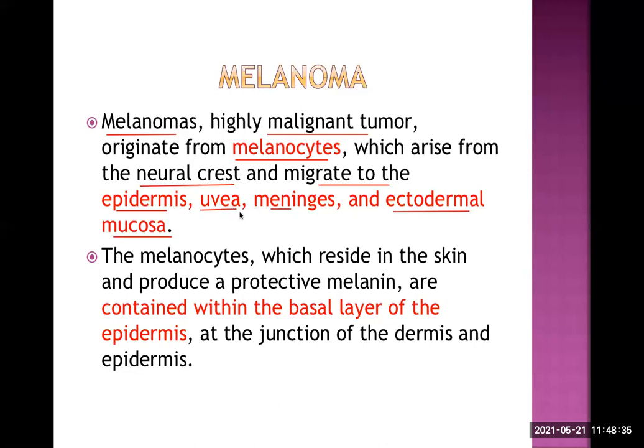The uvea is present in our eyeball. Uvea is the middle coat of the eyeball. So there is also presence of melanocytes. So virtually, melanoma can develop in the uvea as well. They're also present in the meninges and other ectodermal mucosa. Like they are not skin, but they have stratified squamous epithelium. Now, can you tell me where are those areas where stratified squamous epithelium is present in our body apart from the skin? What are those areas?